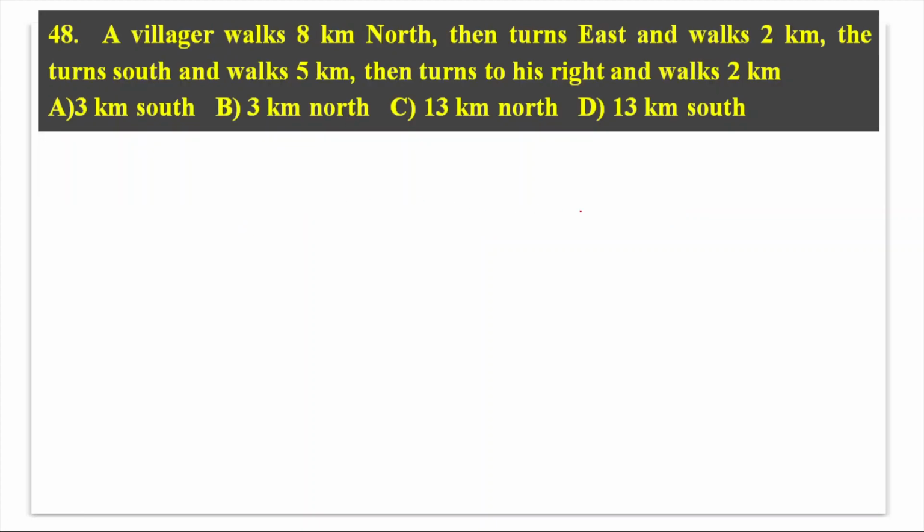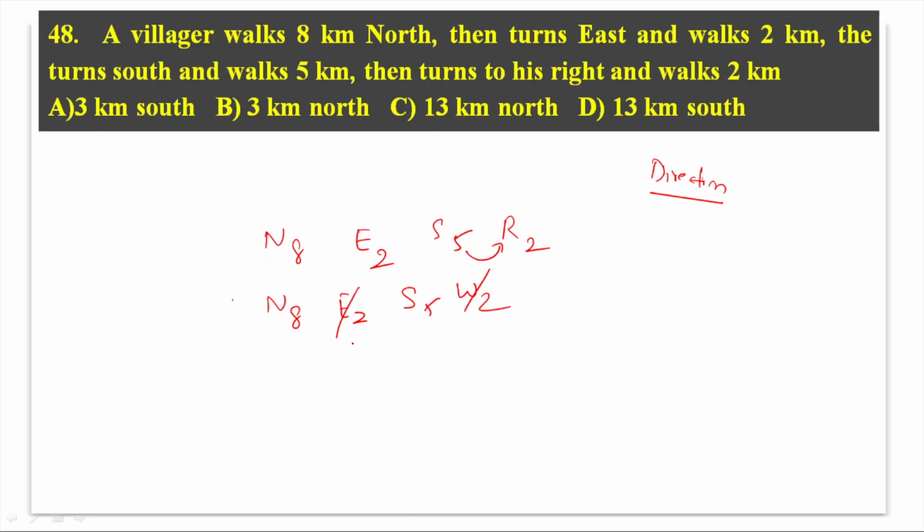Okay, this will be the next question. This question comes under the direction topic. So what is the question? North 8 kilometers, east 2 kilometers, south 5 kilometers, and then right 2 kilometers. By rearranging this, north 8, east 2, south 5, and from south to right we get west 2. Both west 2 and east 2 will get cancelled. So north 3 will be left at the end.